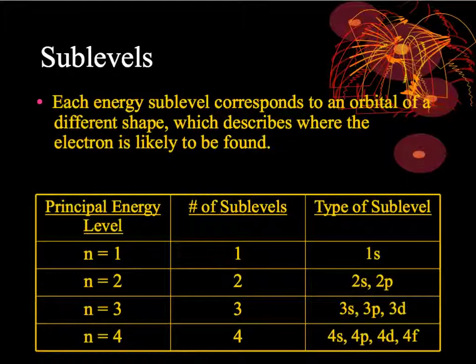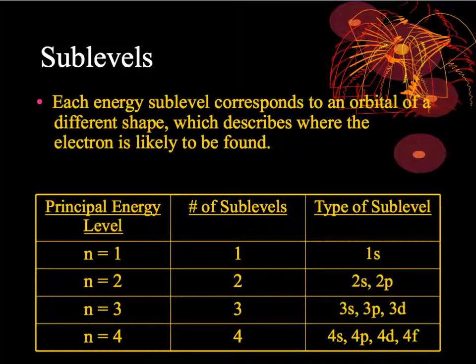So the easiest way to see this is to include this table in your notes. So we've got our energy levels, and then we say that those energy levels have sublevels, which describes the actual orbital, which is the space where we can find that electron. So each energy sublevel corresponds to an orbital of a different shape, which describes where the electron is likely to be found. We use letters to describe these shapes, and I'll try and give you some nicknames for those sublevels, shapes, to help you remember what's what.